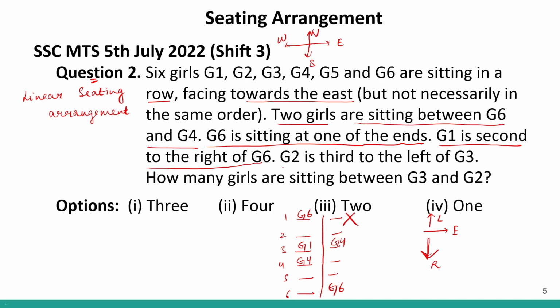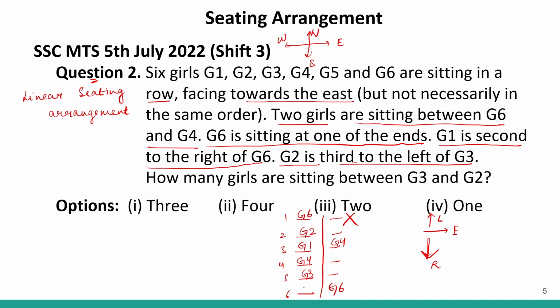Okay? It is given to us G2 is third to the left of G3. So if G3 is over here, G2 will be 1, 2, 3. Third to the left over here. But we already have G1, so this is not correct. Correct? Now we will go to G3 over here. Third to the left means 1, 2, 3. G2 will be over here.